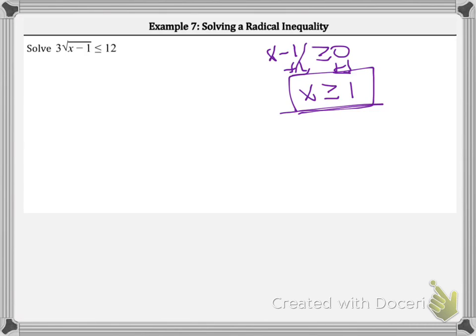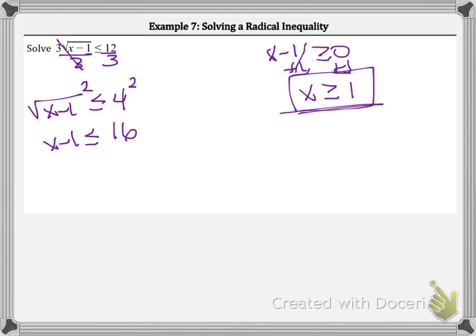Let's solve this normally now. So to solve, we're going to divide by 3 first. We're going to isolate our radical first, just like we've done before with equations. 12 divided by 3 is 4. So now we're going to square both sides to get rid of the square root. X minus 1 is less than or equal to 16. We're going to add 1 to both sides. So x can be less than or equal to 17.